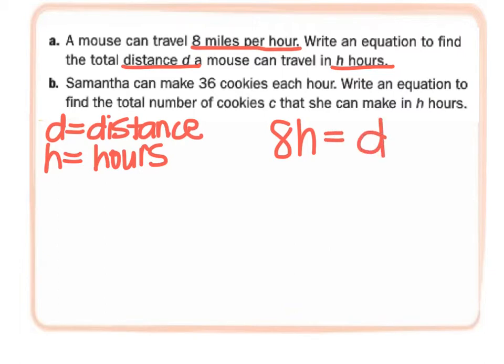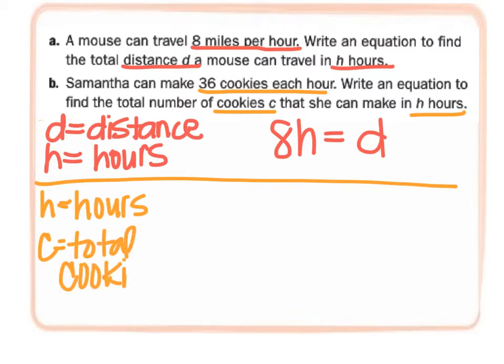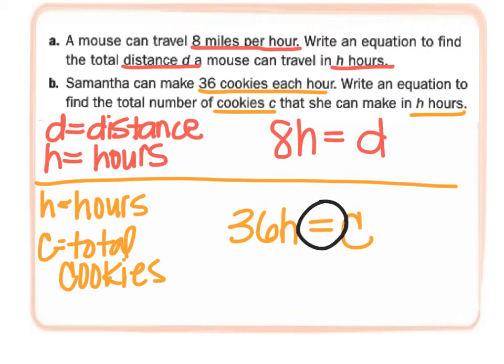Now I'm going to do letter B. Samantha can make 36 cookies each hour. Write an equation to find the total number of cookies, C, that she can make in h hours. So h equals hours again and C equals total cookies. So 36 each hour, so 36 times h, because it's 36 every hour, equals the total amount of cookies. Pretty basic. Just make sure it's an equation, so you have the equal sign, and you're using the words to help you create that.